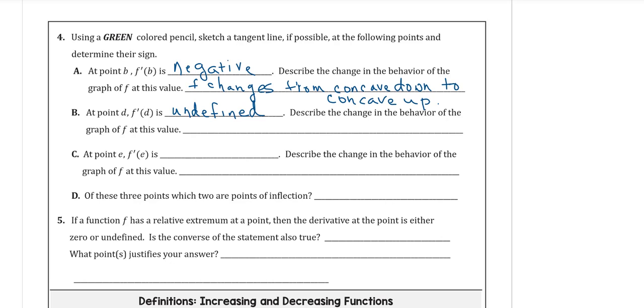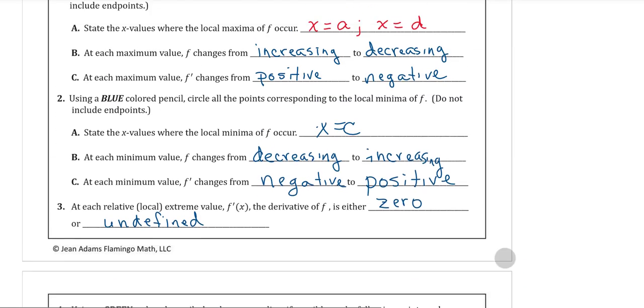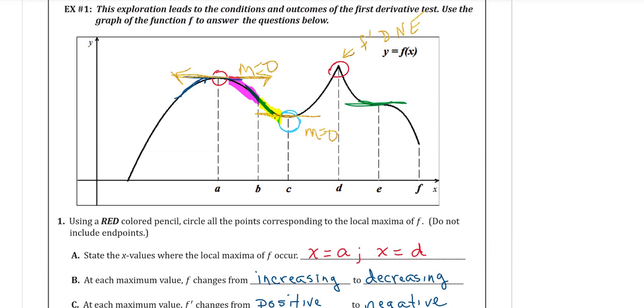Describe the change in the behavior. So f changes from increasing to decreasing, because up to D it's increasing, and right after D the graph begins to decrease. At point E, f prime of E is 0. If you recall, that's where I said there was a flat spot there, so we can see that f prime of E here is horizontal, so the slope will be 0.